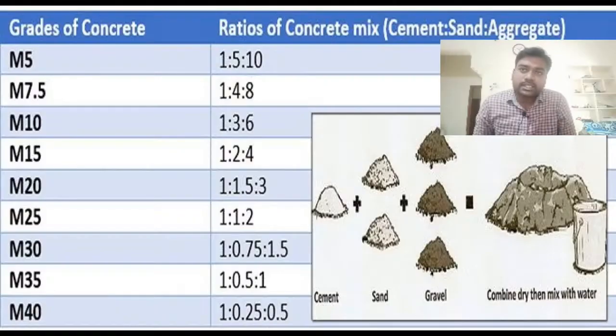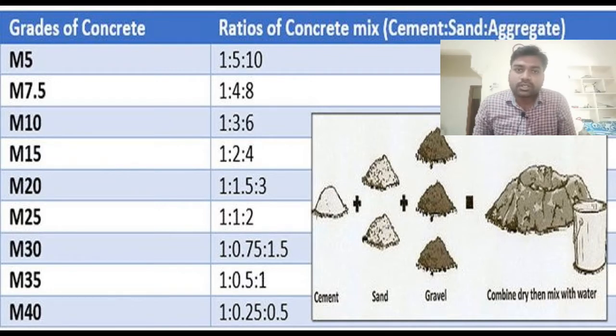So today we are going to discuss the concrete mix ratio, how we are going to do the concrete mixing. There are different grades of concrete. Usually M5, M7.5, M10, M15, M20, M25, M30, M35, M40. So all those grades are there, and we'll go one by one on how we're going to make each grade of concrete.